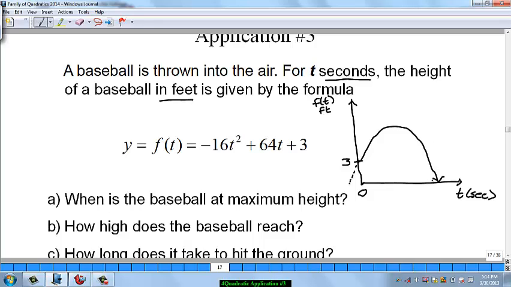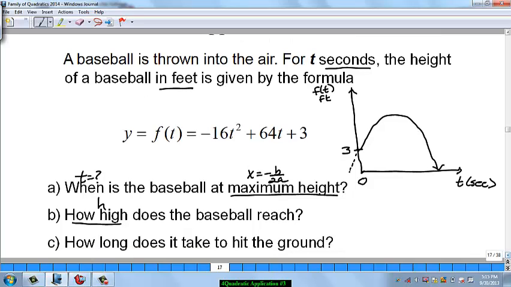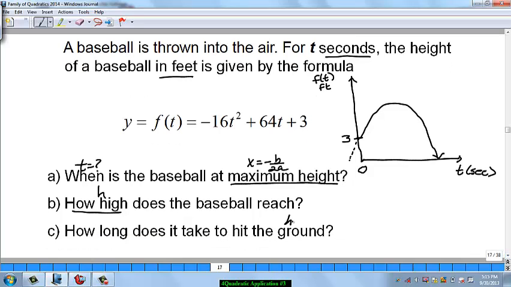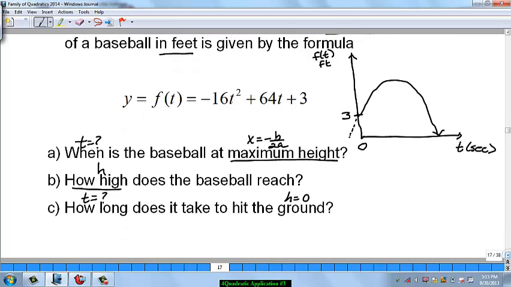Alright? So we want to know when it's at its max height, so we're looking for the time. Max height again is your axis of symmetry, because you want to know when it's at the max height. How high does it go? So you want to know the height. And how long does it take to reach the ground? And that's when the height is 0, and we're looking for the time again. Now these should be getting familiar to you because we've done a couple of these already. Okay, so let's go through and do this one.